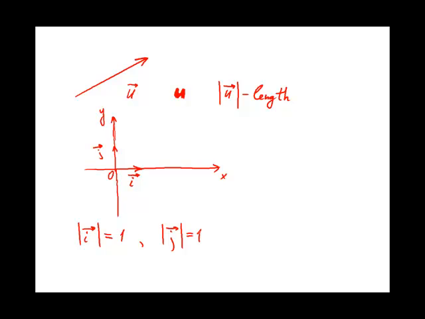Okay. We'll talk about this later. We will see how we represent an arbitrary vector as a sum of i and j. When I say sum, what do I mean? How do we add two vectors to each other?